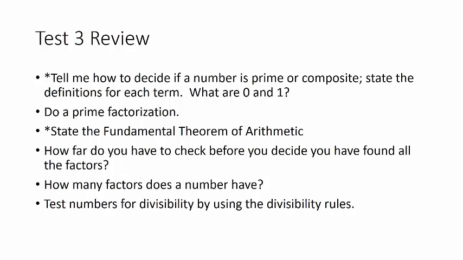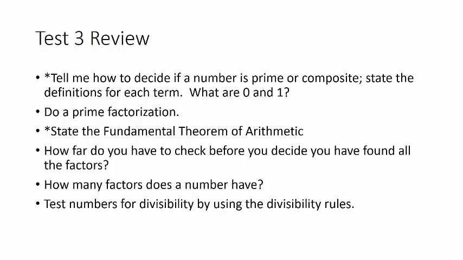The next item has to do with finding factors of a number. The question is, how far do you have to check before you decide you have found all the factors? When you find factors, it's easy to write them in pairs. For instance, if you're thinking about divisors or factors of 12, you can think 1 times 12, there's a pair, 2 times 6, there's another pair, and 3 times 4, there's another pair.